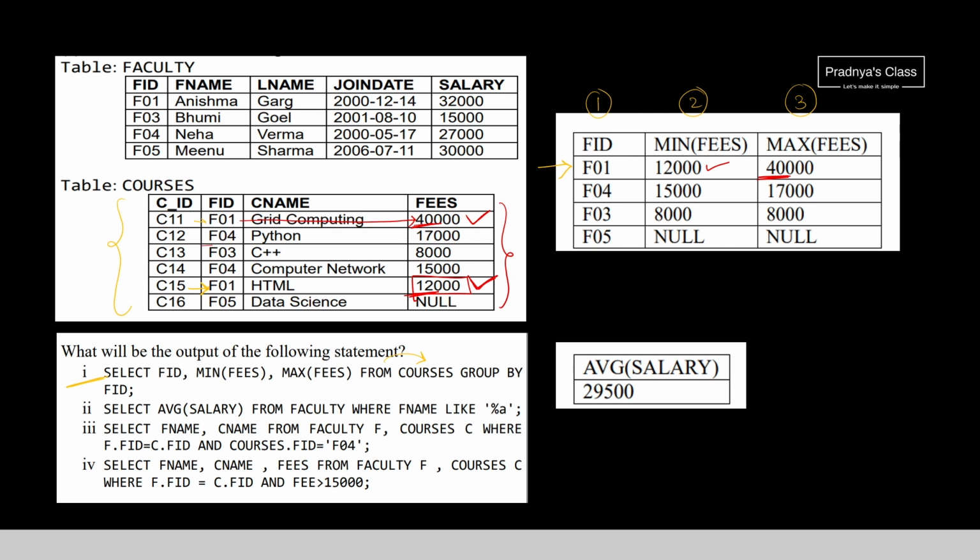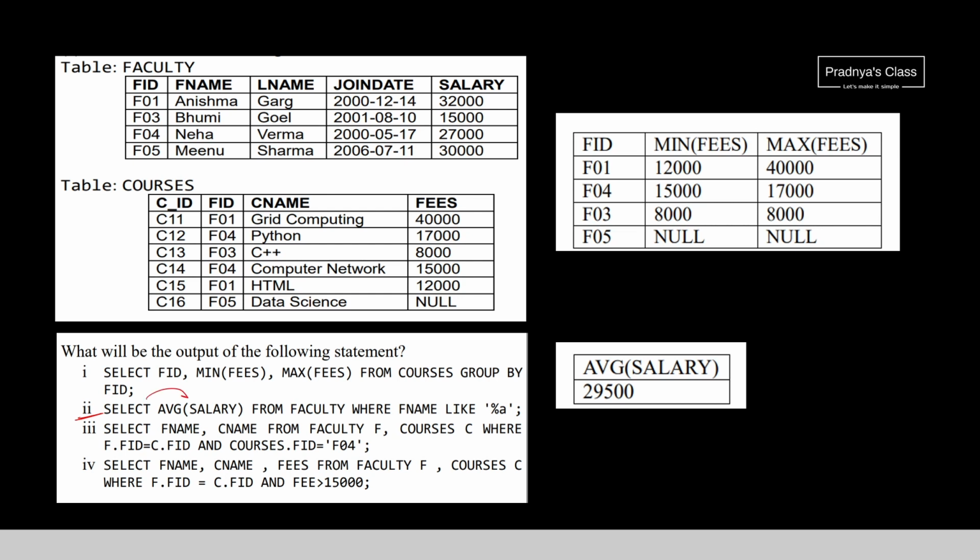The next is F04. There are 2 records. Minimum we could see is 15,000 and maximum is 17,000. For F03 there is only one record, so that will be minimum and the same will be maximum too. At last we have FID F05 and the fees is null. So in both the places we will be writing null. Let's erase the scribbling and move ahead to the next query.